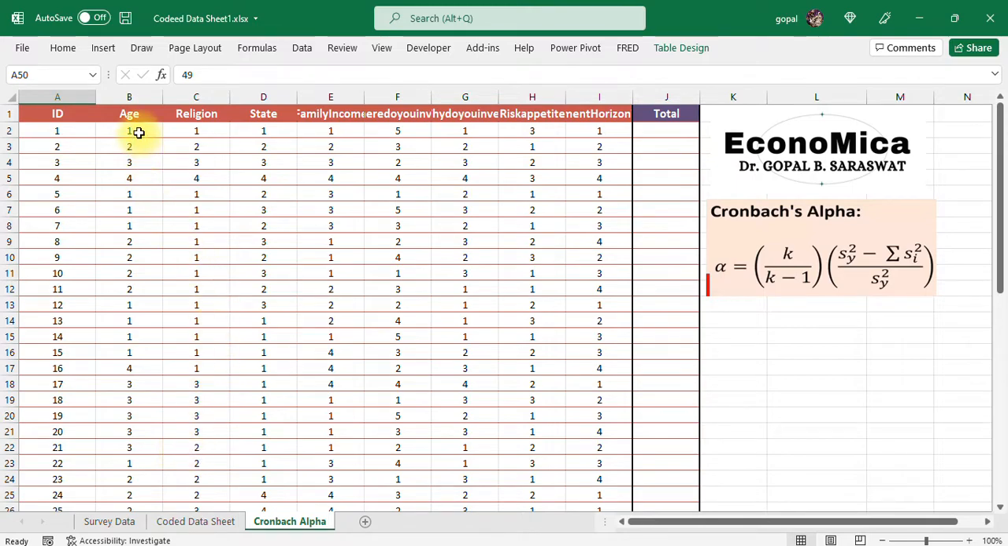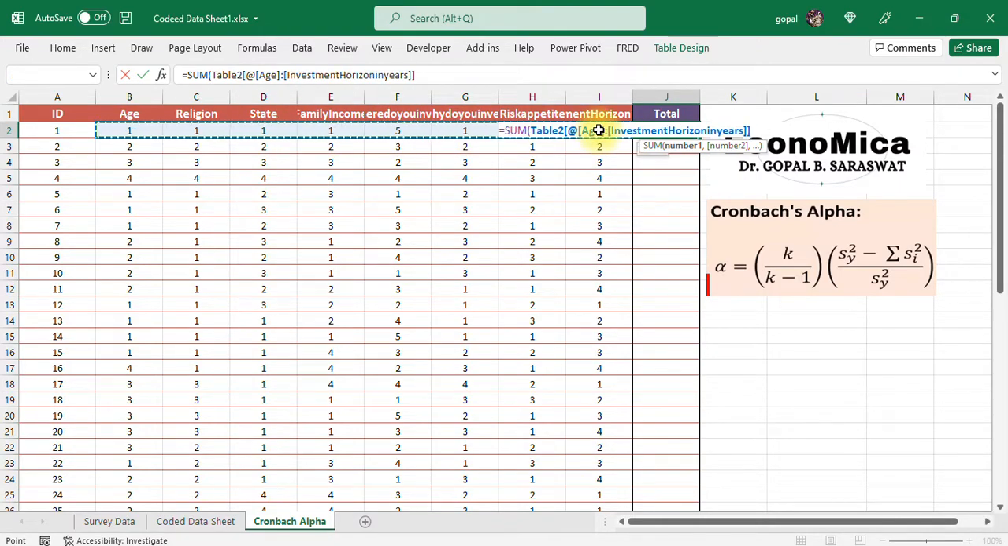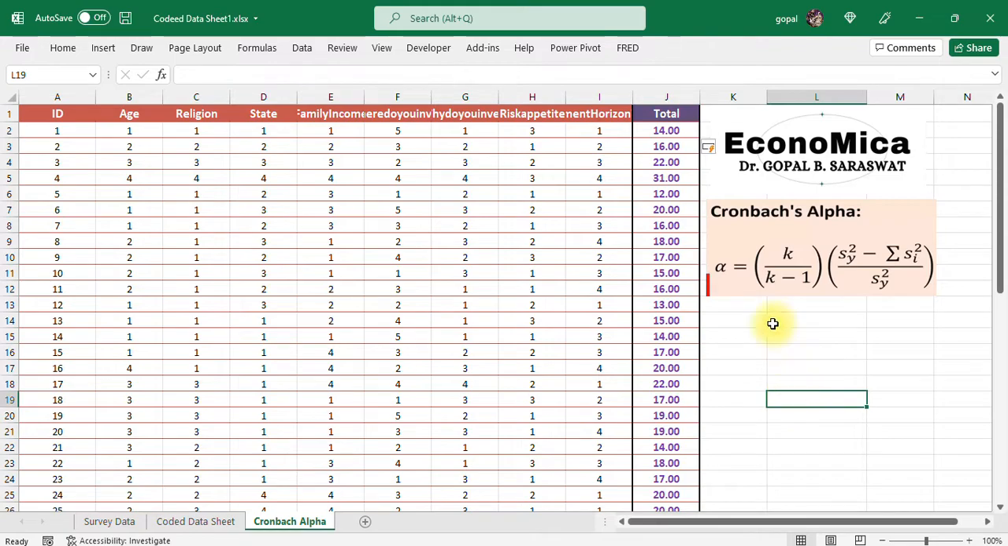First, I am going to calculate the total score of each respondent. Total score means, let's say the first question I asked the first respondent is age. He got one score. Religion, he got one score. State, one. Like this, he got a score in each of the 8 questions. So I will calculate the total score for each individual respondent. Equal sign SUM, I select these 8 variables, and enter. Once I do, it will calculate the individual score for each respondent, 14, 16, like this.